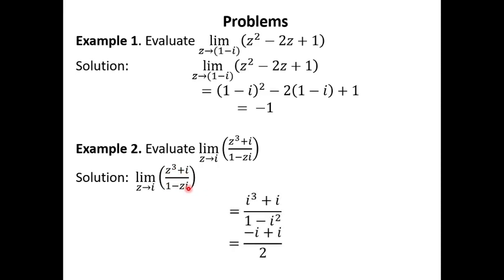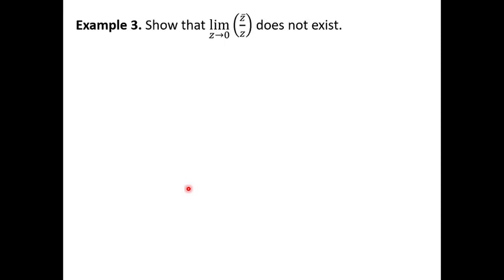That is, i cube can be written as minus i, because i cube can be taken as i square into i. I square value is minus 1. Minus 1 into i can be written as minus i plus i divided by 2. That is, the limiting function is 0. Now we move on to the third problem.